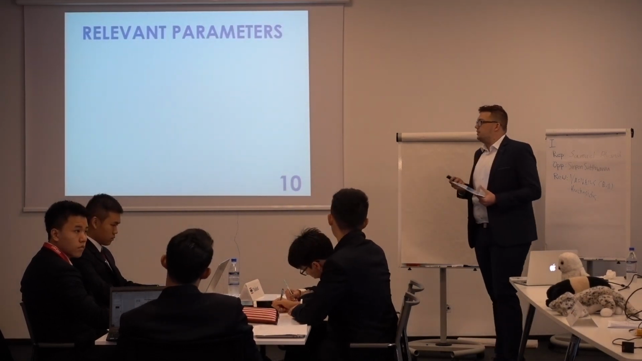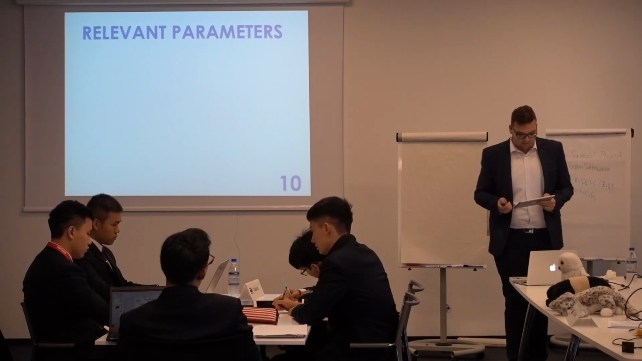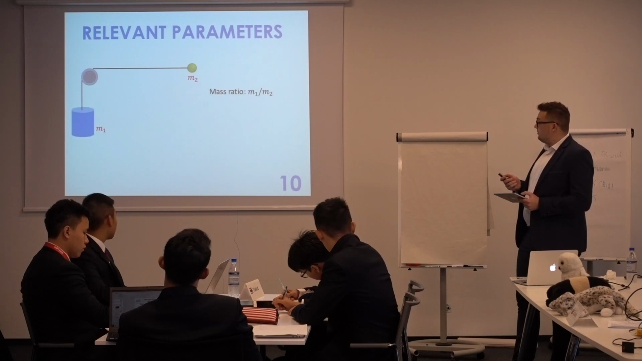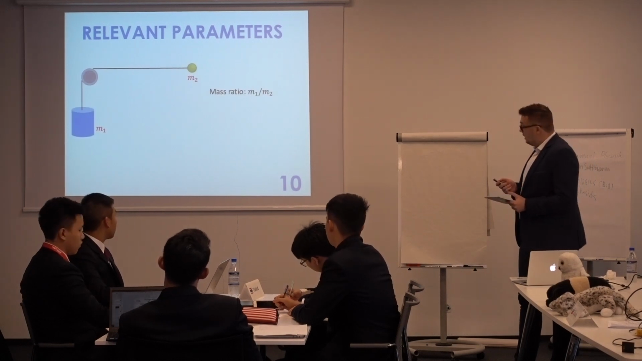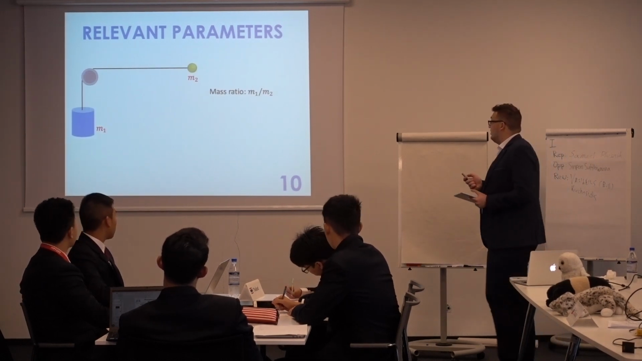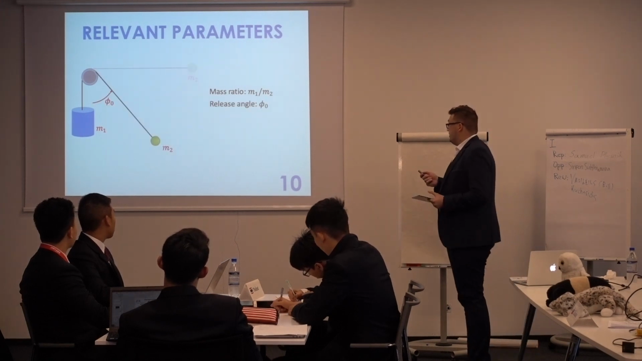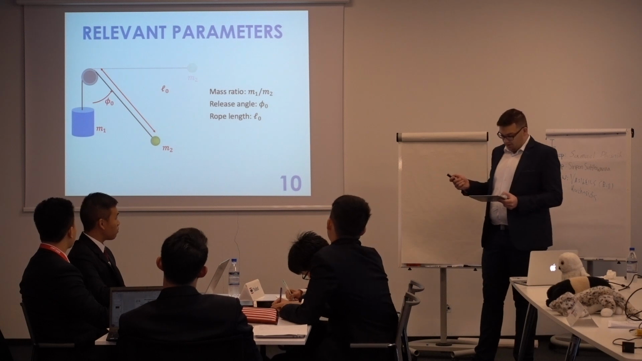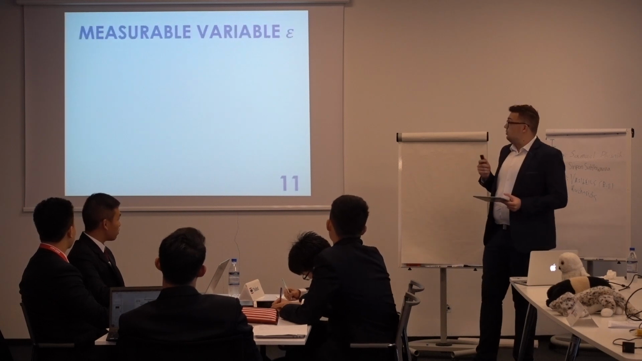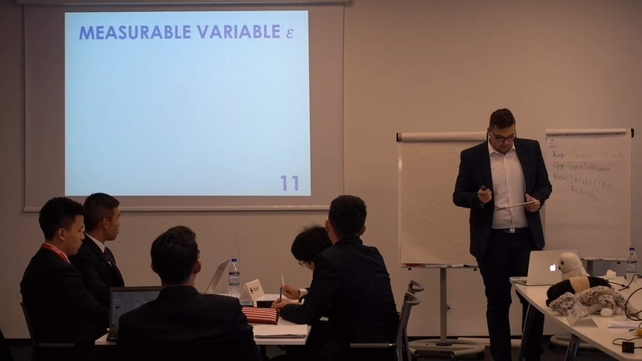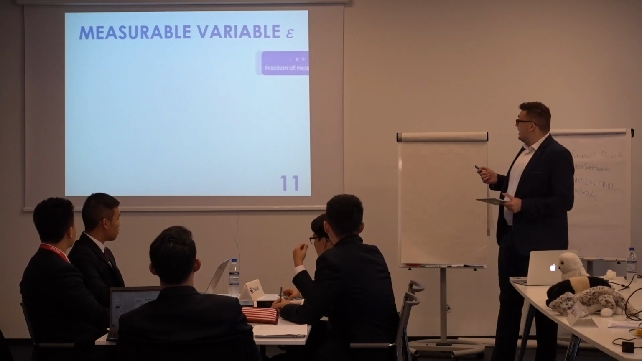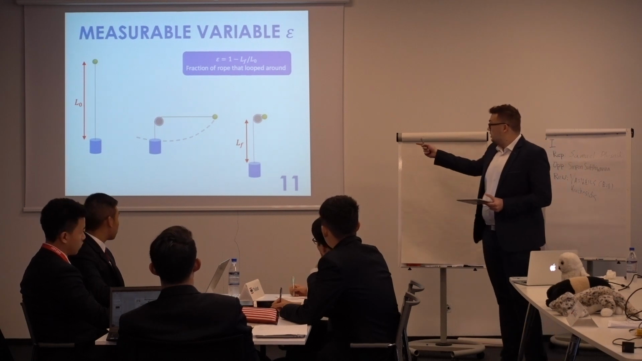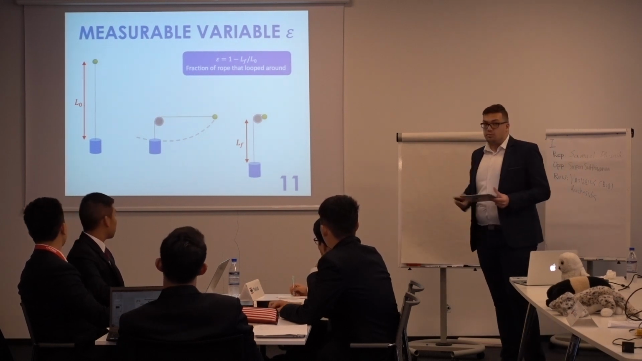We need to ask ourselves how we can interpret our experiments. When we define our experiments, the most relevant parameters, as I said, are mass ratio, release angle, and rope length. And we define a measurable variable epsilon, which is defined as the length of the rope that looped around the rod.